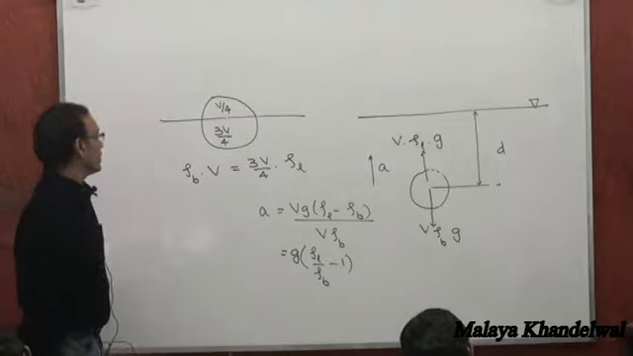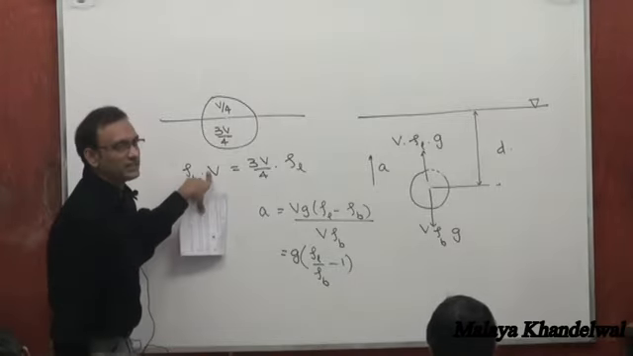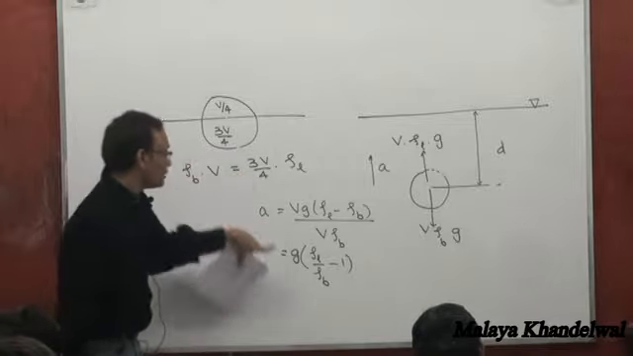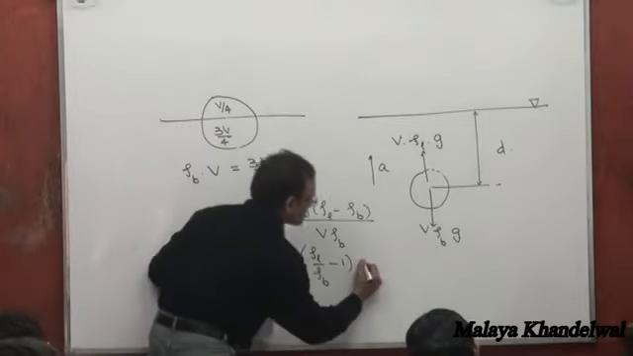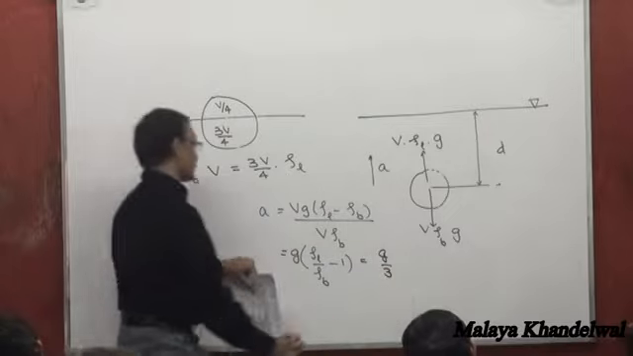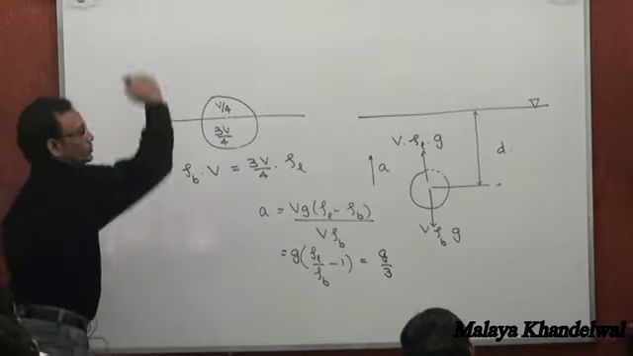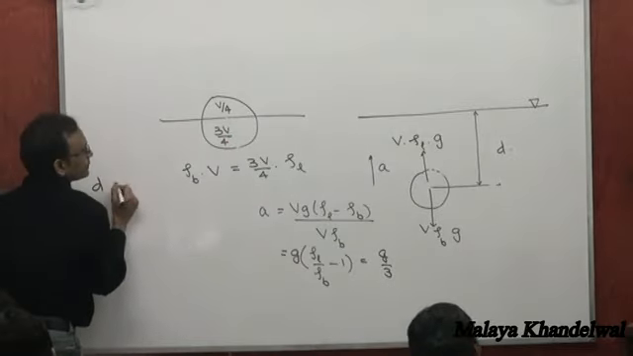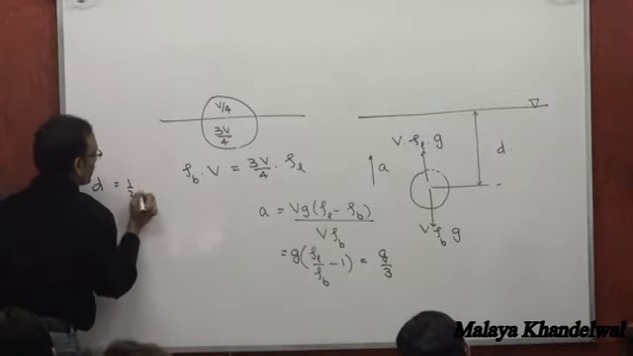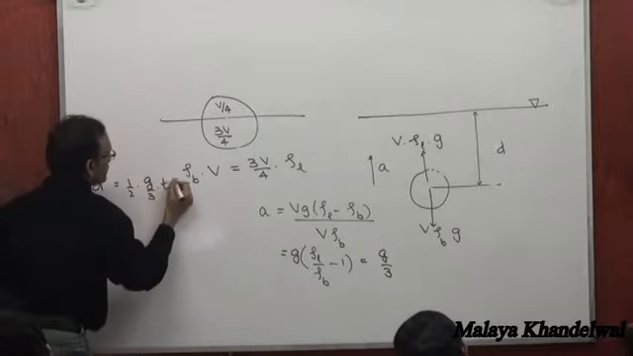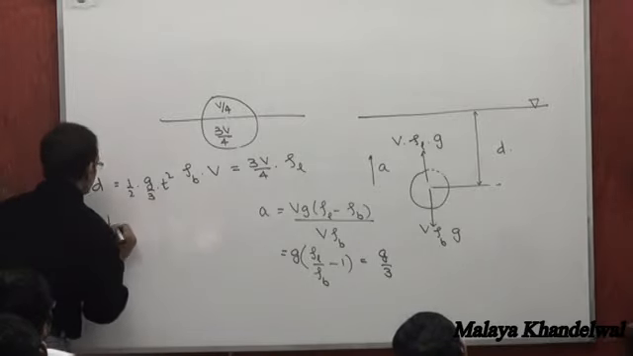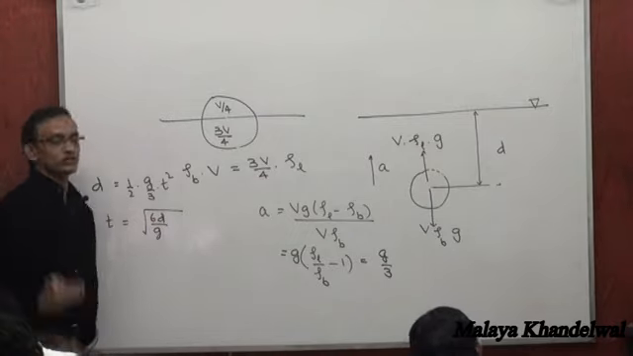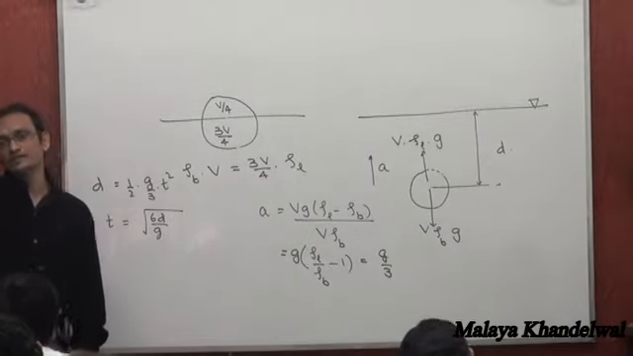Now rho L by rho B, from the laws of flotation, is 4 by 3. So this becomes 1/3, and this becomes g by 3. So it moves up with a constant acceleration g by 3. So the upward height traversed, d, is going to be half of g by 3 into t squared, where t is the time taken. So t is going to be root 6d by g. That's the time it will take for the bubble to reach the surface.